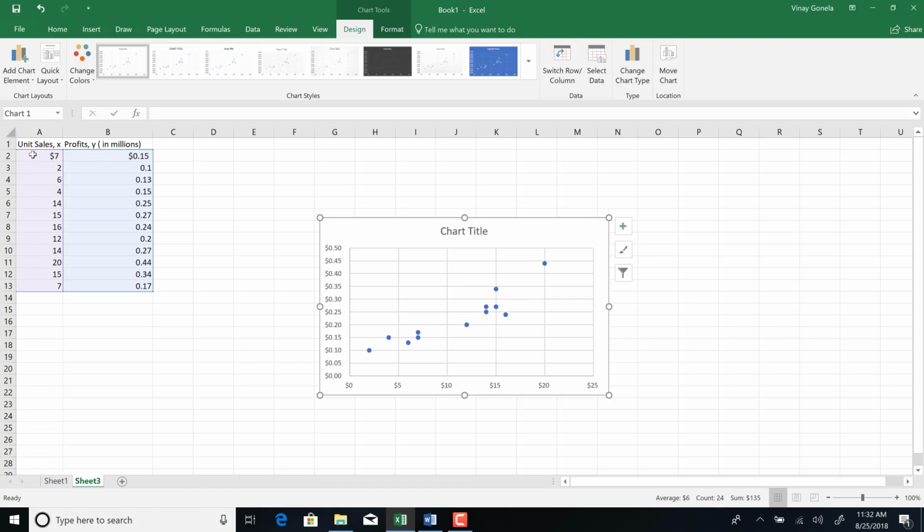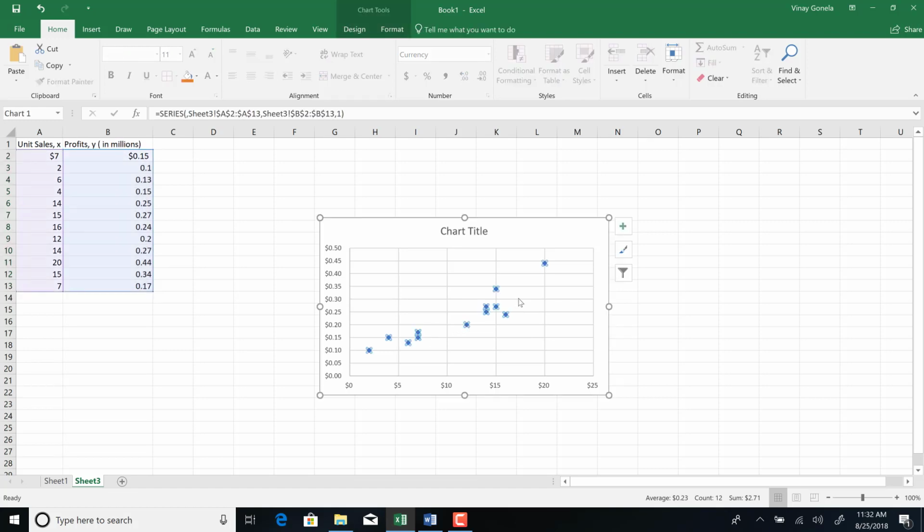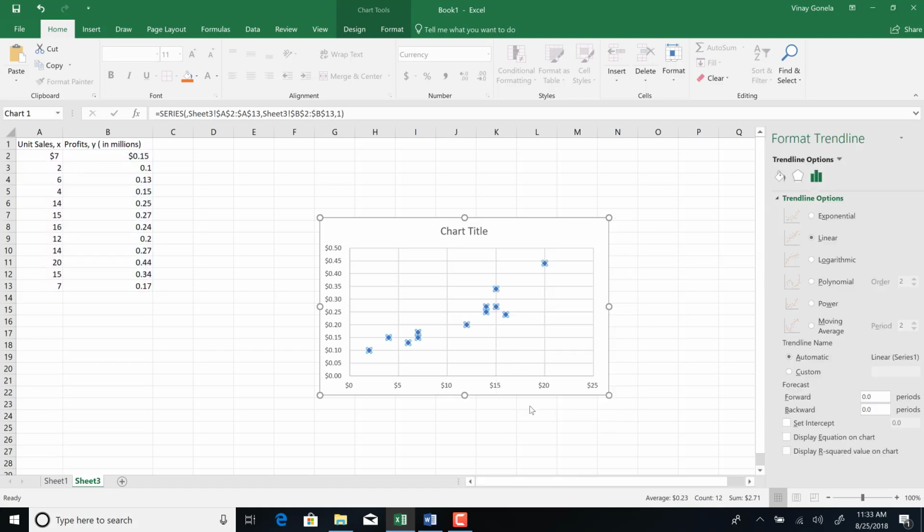So remember that Excel treats the first column as X values and the second column as Y values. So don't interchange X and Y columns because then Excel will treat the Y as X and X as Y. So that could lead to a wrong judgment or a wrong solving of the problem. So once we have this, we will click on the data point. So all the data points get selected and then right click. So once you right click, you will get add trend line. You can add the trend line.